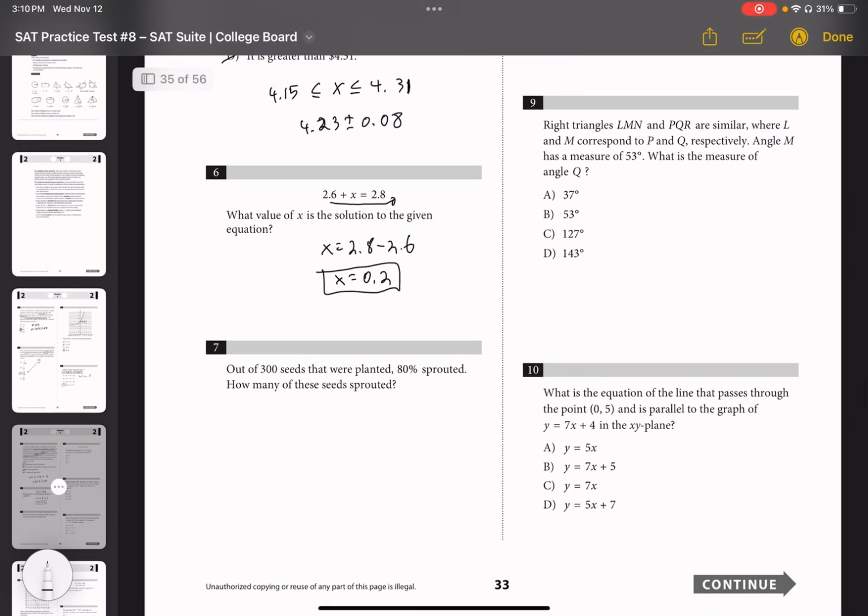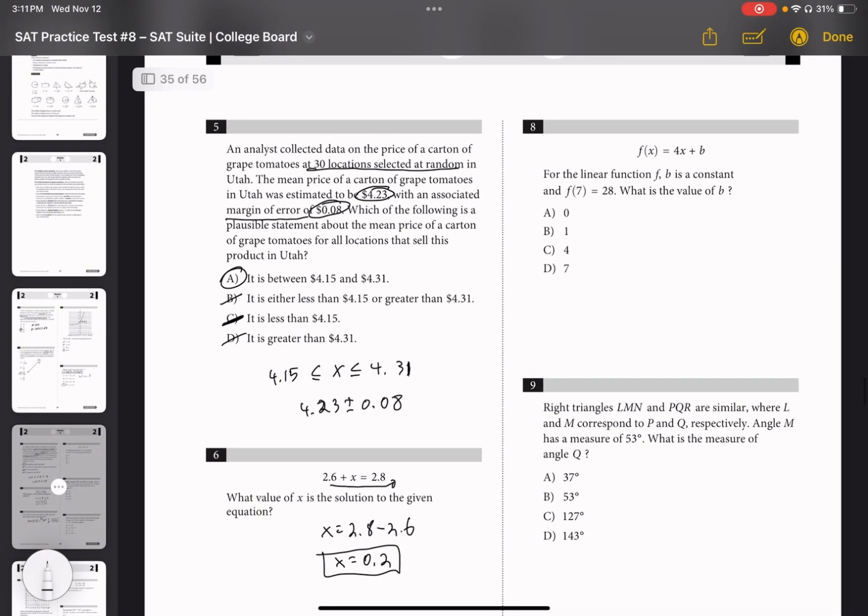Question 7. Out of 300 seeds that were planted, 80% sprouted. How many of these seeds sprouted? Okay. So 300 times, we convert 80% into a decimal, 0.8. And that will give you the number of seeds that were sprouted. So use your calculator for this. I'm not going to because I don't have it on me right now, but we know 0.8 is equal to 4 over 5. So this is equal to 60, which is equal to 240. And that's your answer for that question.